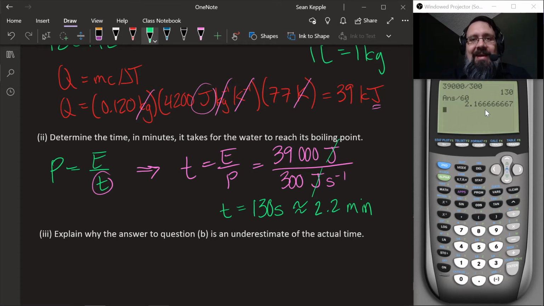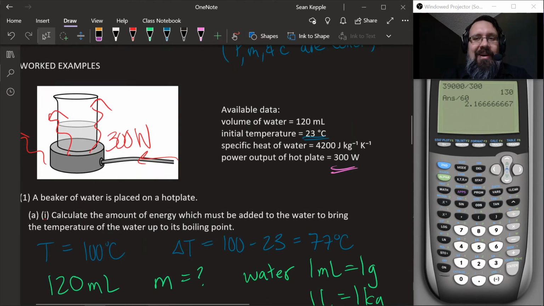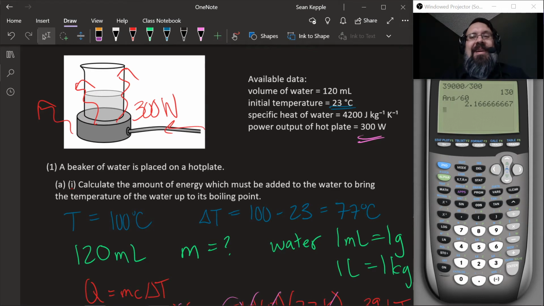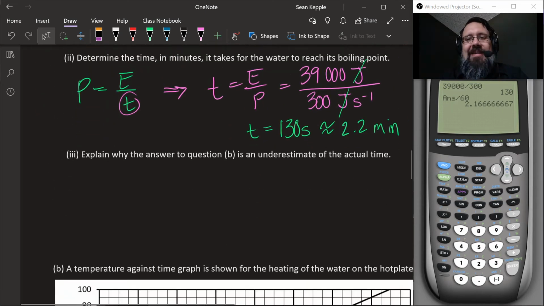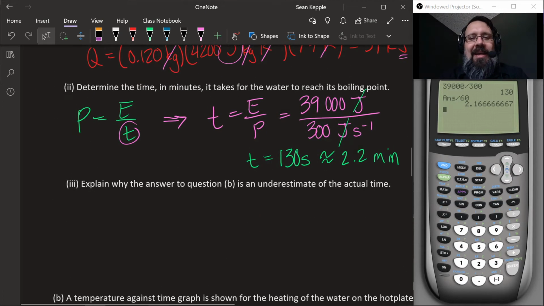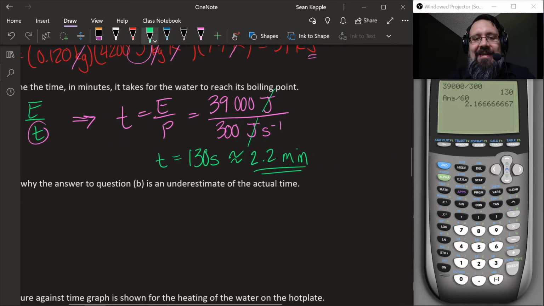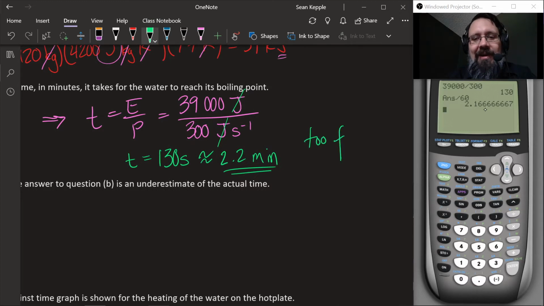This is a very short time. You are not going to get water to boil on a hot plate in 2 minutes. I've done it before. It usually takes closer to like 15 minutes. So we want to explain why this was an underestimate. Why did we end up getting an underestimate of the actual time? 2.2 minutes is way too fast. So what happened here that gave us too short of a time?